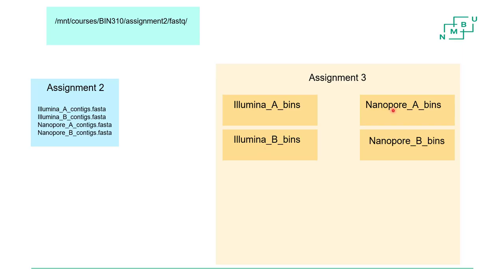Then do the same for nanopore, but now you have to switch from using Bowtie to minimap2. That's the only difference really, because now you need to use the nanopore reads from up here, right? The nanopore A sample reads against the nanopore A contigs in here, mapping with minimap2. And then exactly the same here.